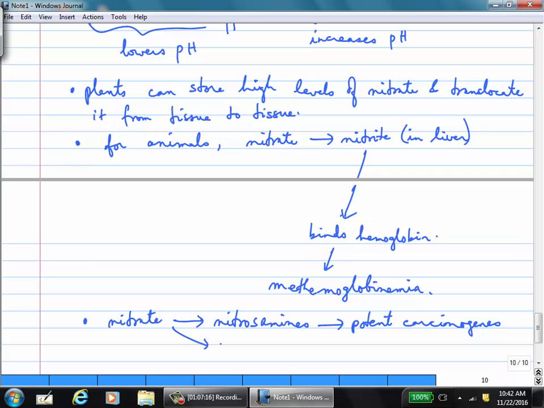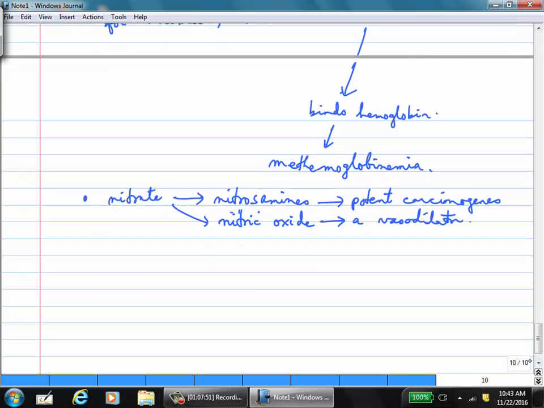Or it can also get converted to nitric oxide, which is a gas which causes your blood vessels to dilate, right? So if they give you nitric oxide, your blood vessels will dilate. There are situations when that is necessary, but if it just happens just like that, that's not good. So nitric oxide is a vasodilator. That means it's something that makes your blood vessels dilate. Those are called vasodilators.